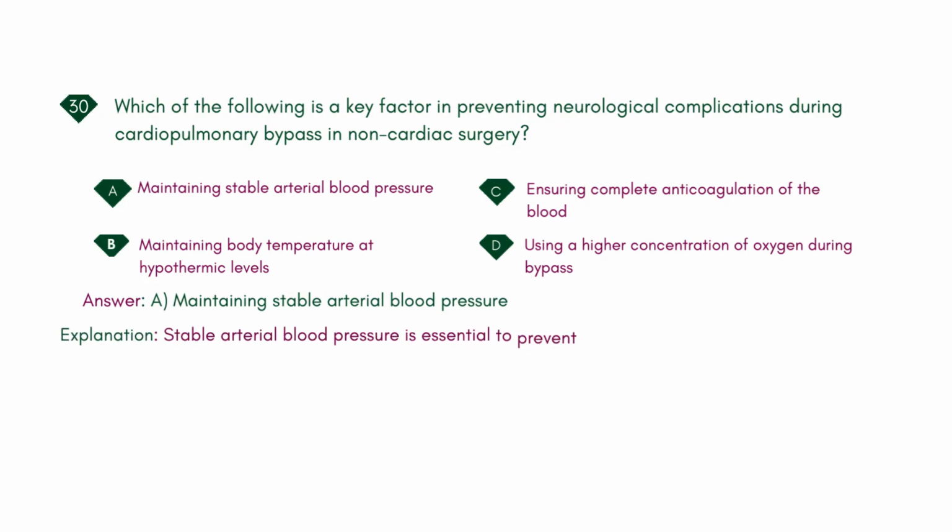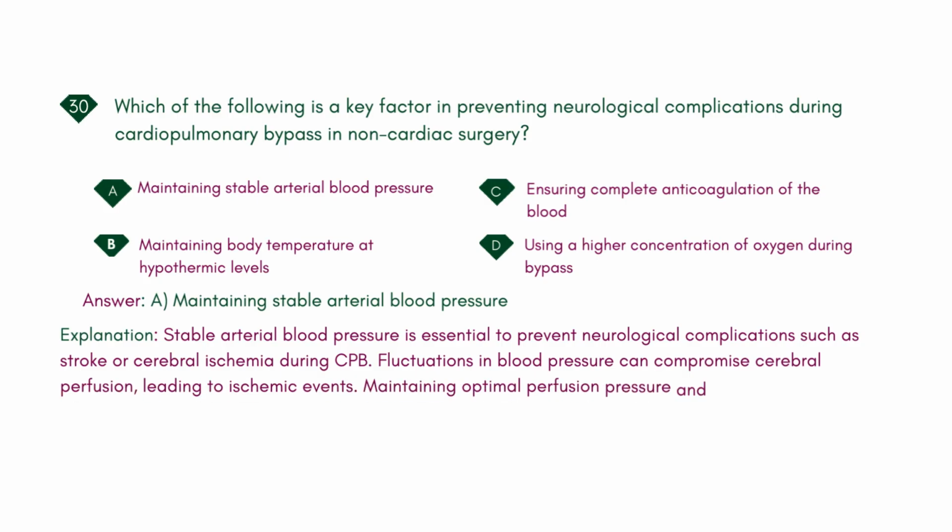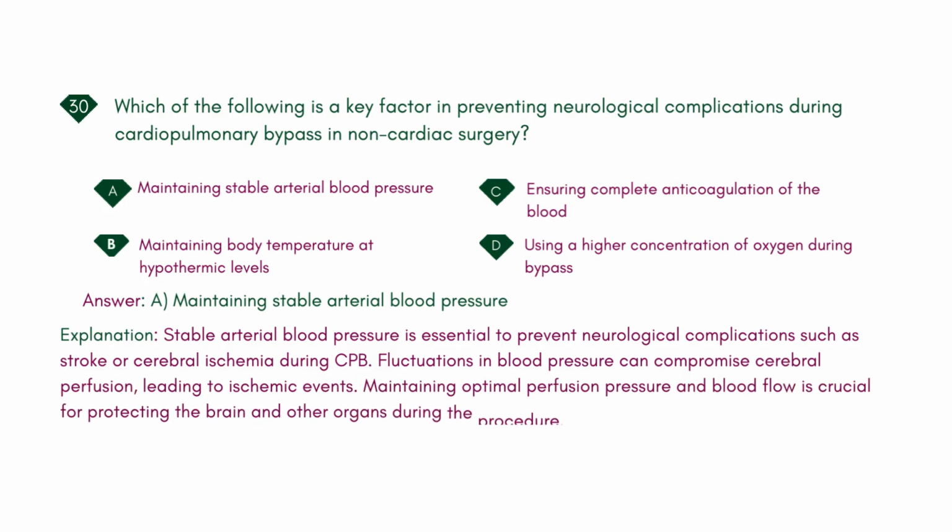Explanation: stable arterial blood pressure is essential to prevent neurological complications such as stroke or cerebral ischemia during CPB. Fluctuations in blood pressure can compromise cerebral perfusion, leading to ischemic events. Maintaining optimal perfusion pressure and blood flow is crucial for protecting the brain and other organs during the procedure.